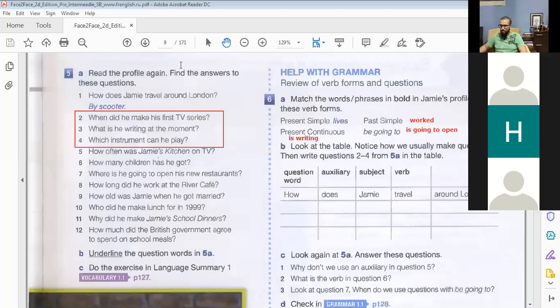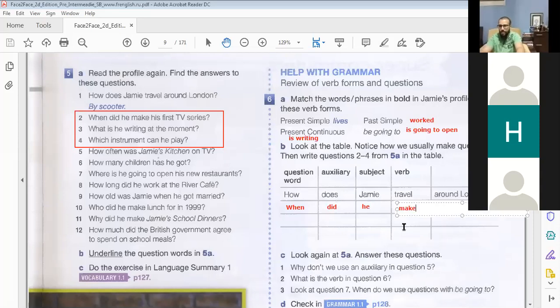All right, now, next question, number 2. Let's write question number 2 in the table, and let's try to break it down. So what's the question word in number 2 here? Is it why or when? When. Yeah. What about the auxiliary? Did. What's the subject here? He.